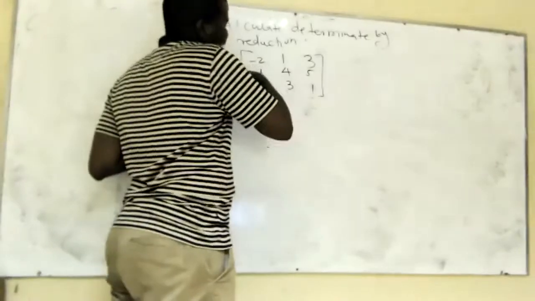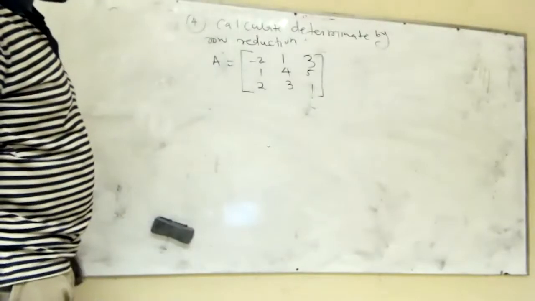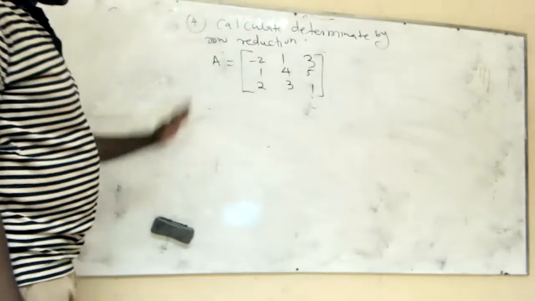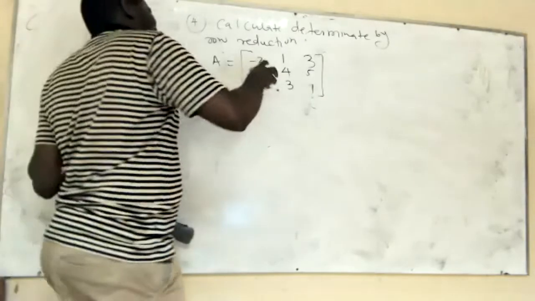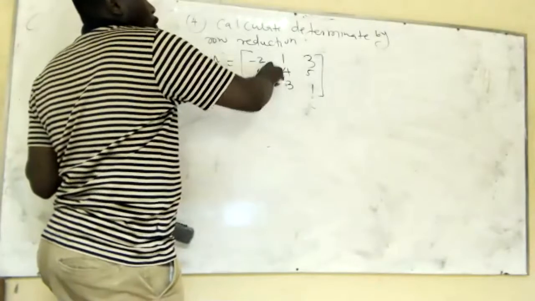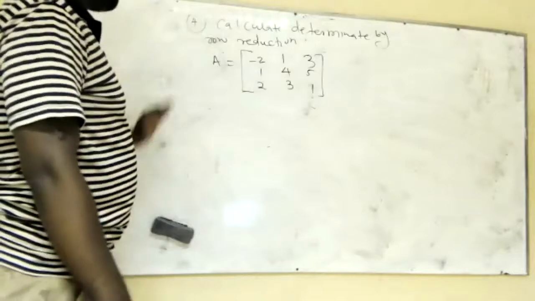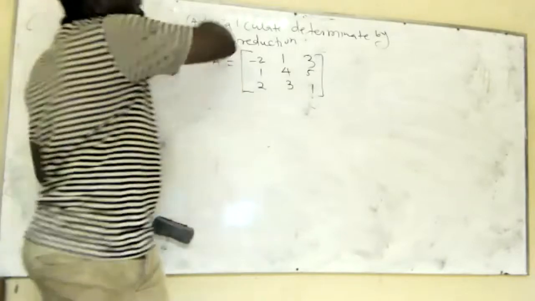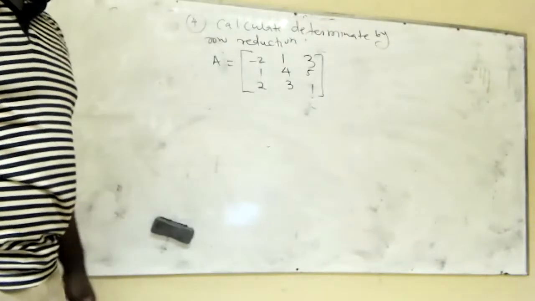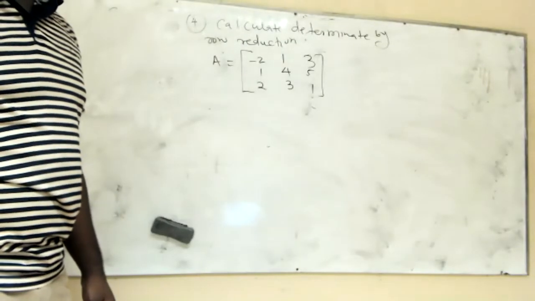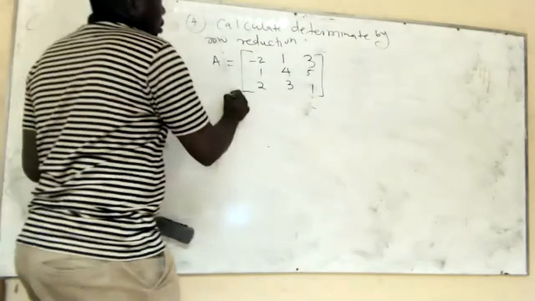You are required to obtain zeros in all components below the diagonal. Are we all together? Yes. You are required to find the zeros in all components below the diagonal. Once you obtain the zeros below the diagonal, you then have to multiply all the components on the diagonal, and that is going to give you the determinant. Are we clear on that?